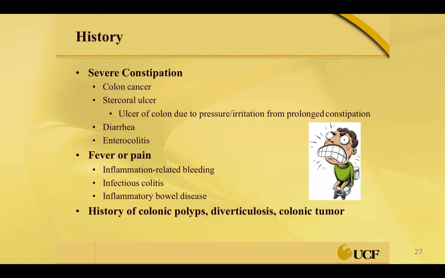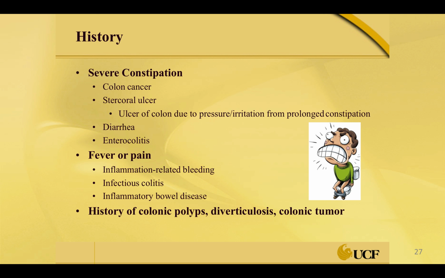Severe constipation is another issue that we need to be considering in the history. Colon cancer and colon ulcer are usually associated with lower GI bleed. The ulcer of the colon is due to pressure irritation from prolonged constipation. That's what is called a stercoral ulcer, from stercoral.